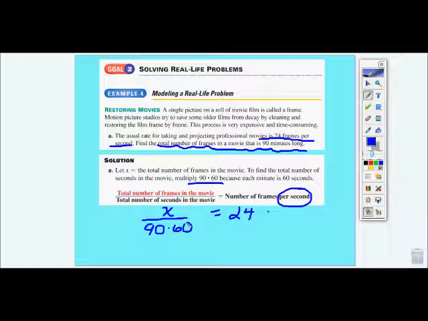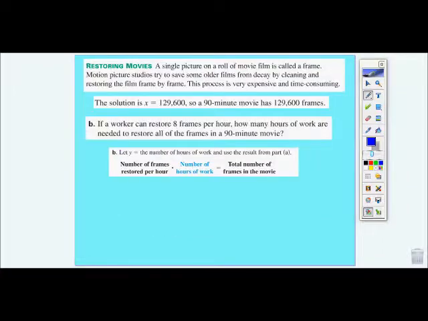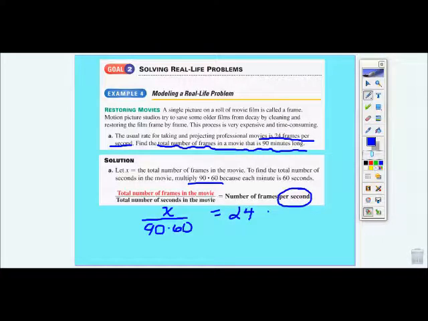So now our new sentence, I think I have a blank page next. Let me look. Nope, I don't. I'm going to put a new page in there real quick. So we're going to have x over 90 times 60, 90 minutes, 60 seconds each, and we had that there were 24 frames per second.